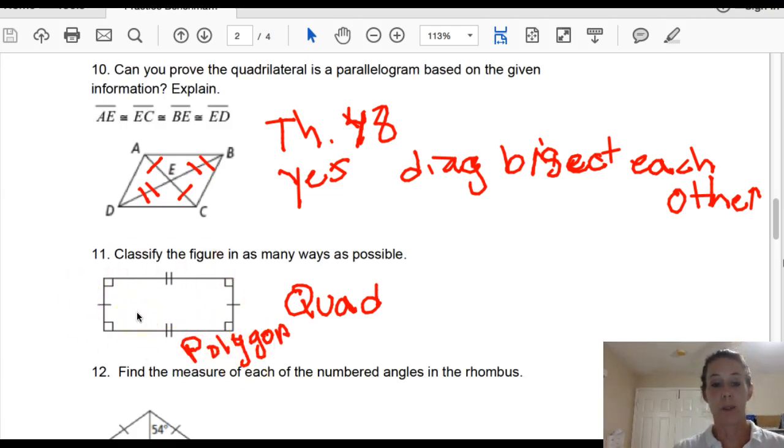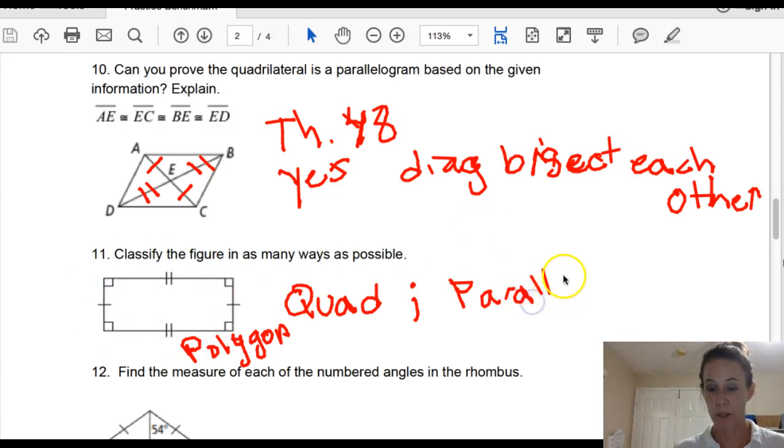Polygon, because it has multiple sides and all the sides are touching. There's nothing left open, so it is a polygon. Convex, concave, just a polygon. It is a quadrilateral. It has 4 sides. But what I'm most looking for here is these two. I have one set of opposite sides congruent and another set of opposite sides congruent. So the first thing I should see is this has to be a parallelogram.